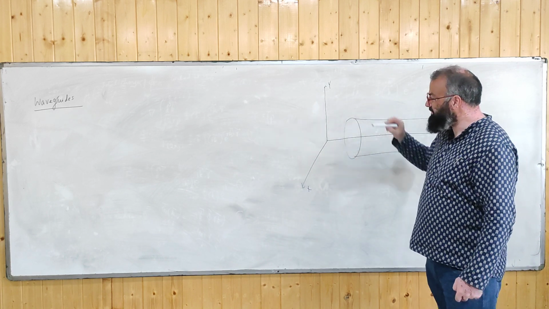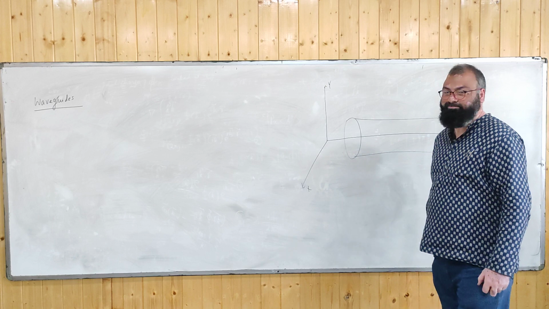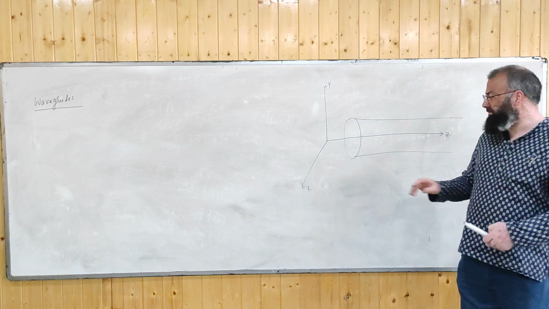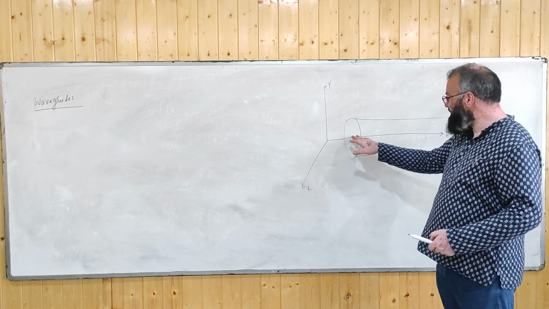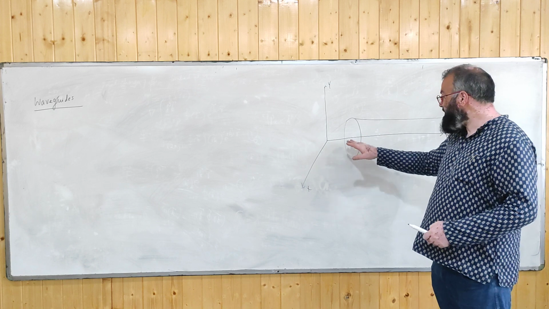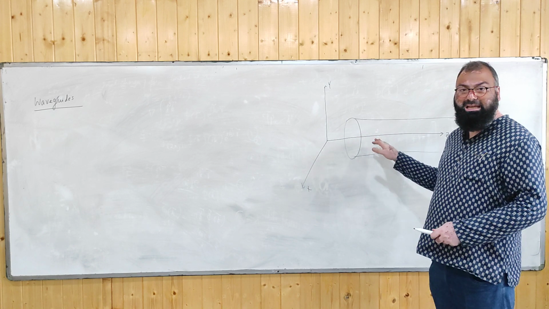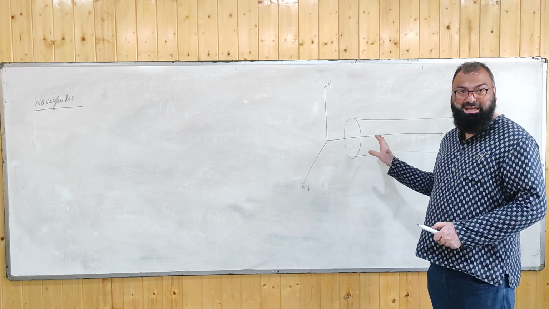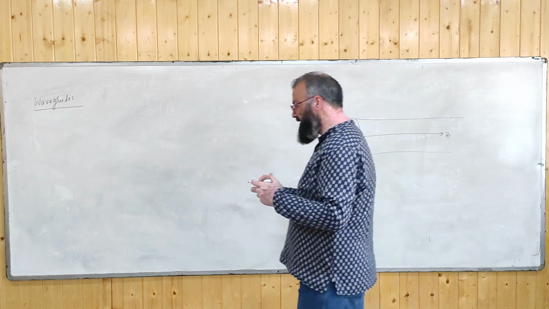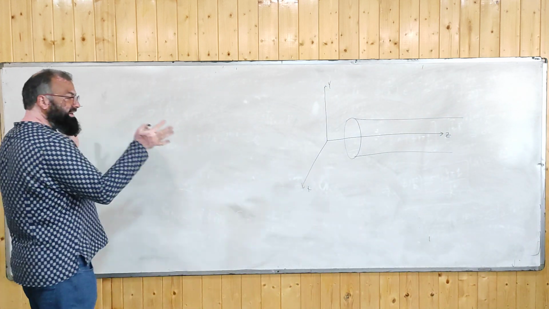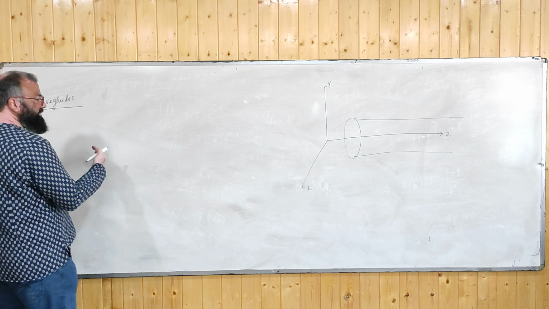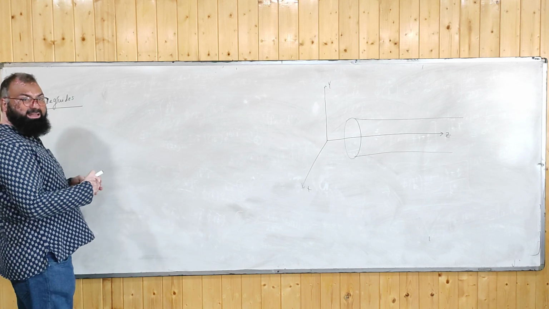So this cross section is a closed curve in the xy plane. Now tell me, if I have an electromagnetic wave passing through this, what is the direction of propagation of the wave here? It is the z direction. So if we think of a monochromatic wave, what will be the profile of that wave?